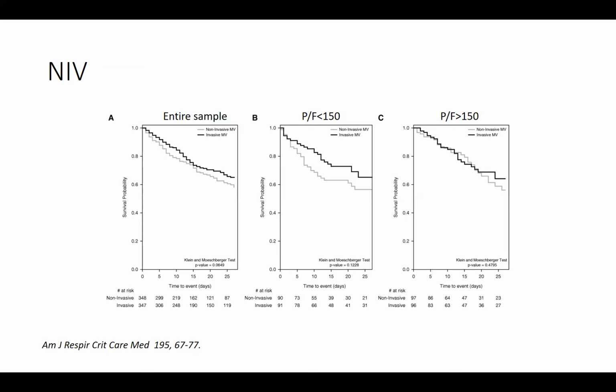And a lot of the time, the situation dictates itself. They're too unstable for non-invasive ventilation. They're not alert enough. They're too hypotensive, etc.